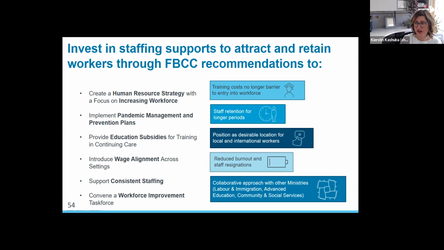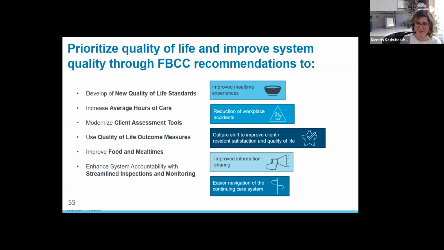So we're seeking to address these issues through multiple strategies that focus on expanding the workforce, retention of staff and supports, improved pandemic management, educational subsidies, more competitive salaries, and providing consistent staffing assignments, enabling staff to build stronger relationships with residents and clients. Next slide.